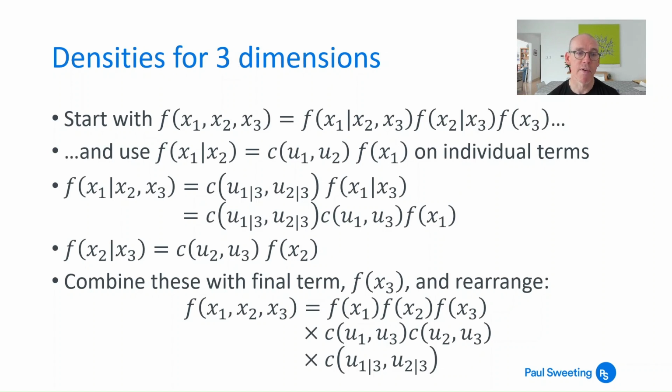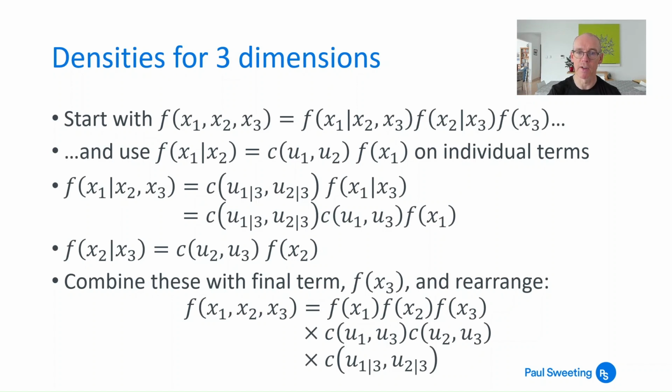We can also say that f of x2 given x3, the second term in that first line, is equal to c of u2 and u3 times f of x2. And if we combine this with that final term on the top line, f of x3, we can get f of x1, x2, x3 is equal to f of x1 times f of x2 times f of x3 times c of u1, u3 times c of u2, u3 times c of u1 given 3, u2 given 3. So we've managed to break it down to something which looks a lot more tractable, essentially marginal density functions and some copula density functions.